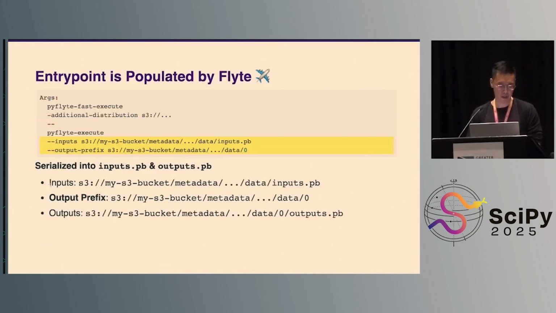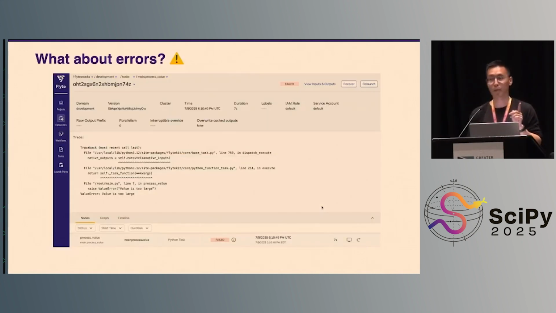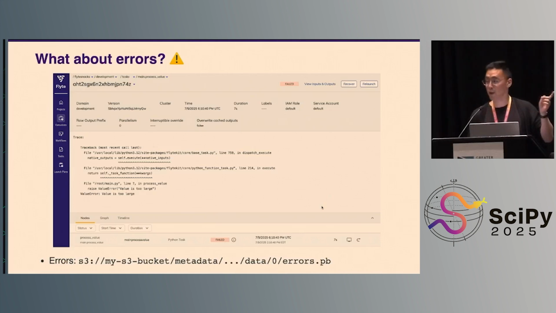So that's it. The inputs are a series of protobufs. Outputs of your function are stored into outputs. There's an output prefix because you can have more than one output. Errors are considered outputs too. And in the UI for Flight, if you have a task that gives an error, we write the error into the UI so that the user can see what the error is. So these are written to errors.pb.